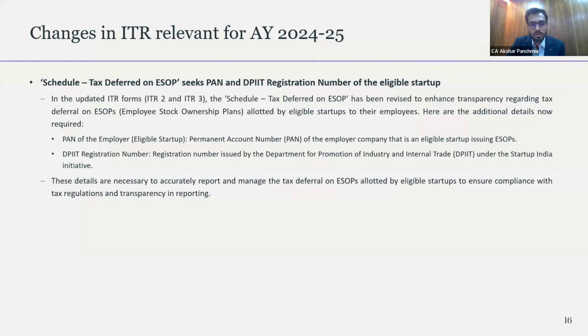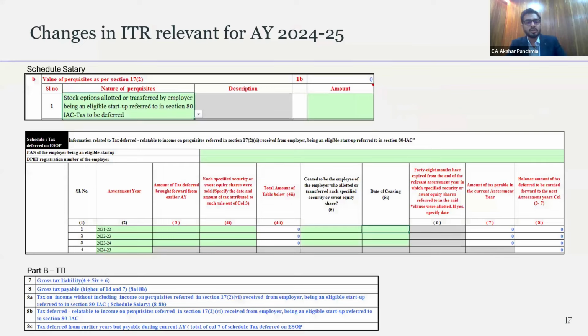I will show you the disclosures of how the same has to be shown. Firstly, you have to show it under the salary schedule under 17(2), that is perquisites, which requires you to select this very specific thing in the drop down of nature of perquisites.